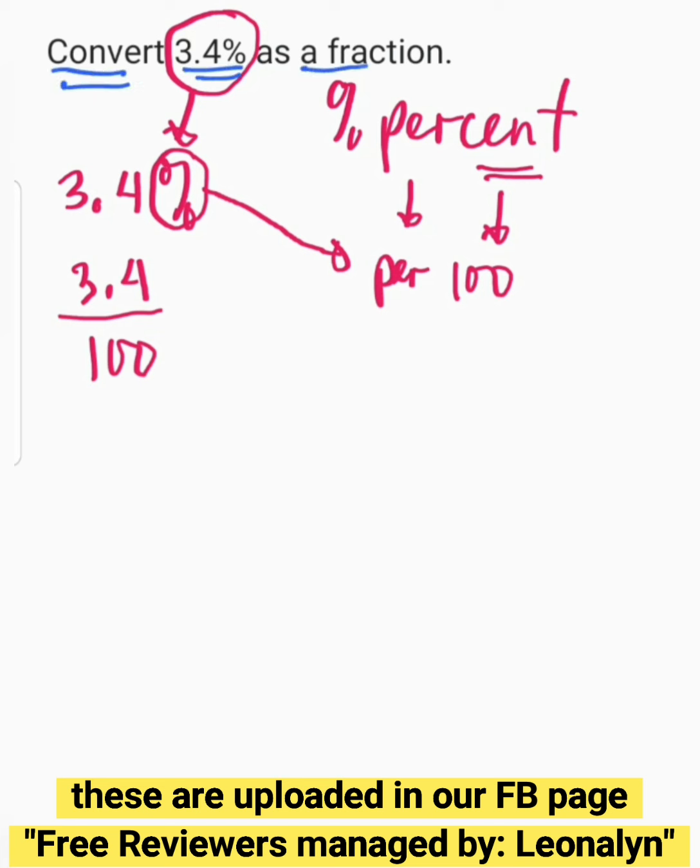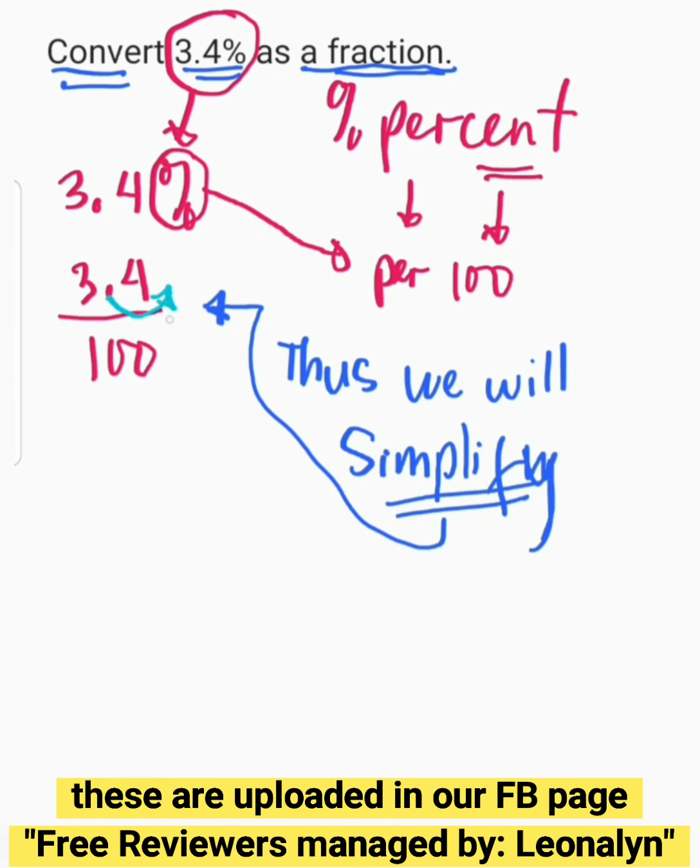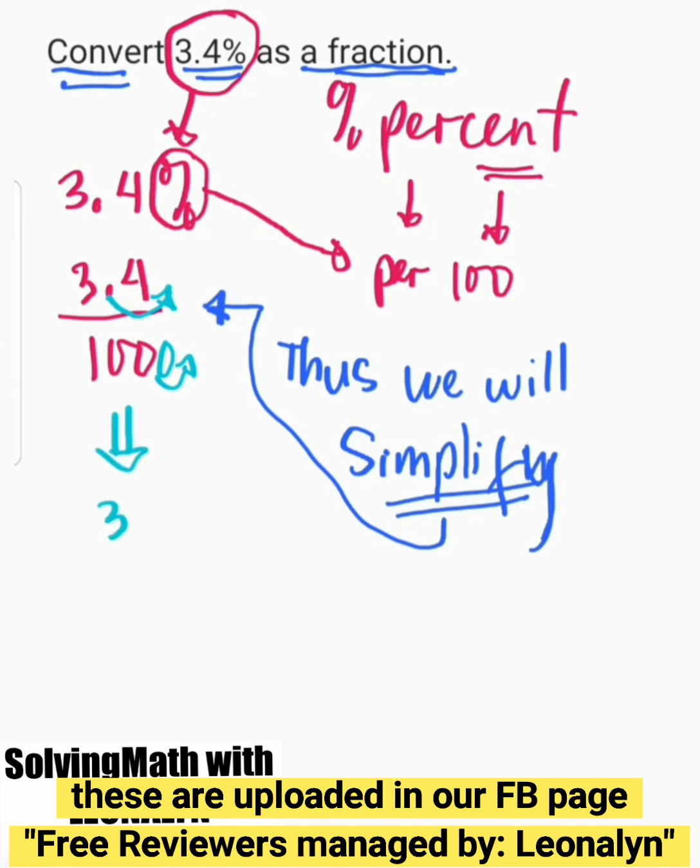Convert 3.4% as a fraction. So we have to simplify this 3.4 over 100. So i-simplify natin yan. Let's make our numerator 3.4 to whole number. So we have to move one decimal to the right. And as we move one decimal to the right, we will just add zero to our denominator. So that will be 34 over 1000.